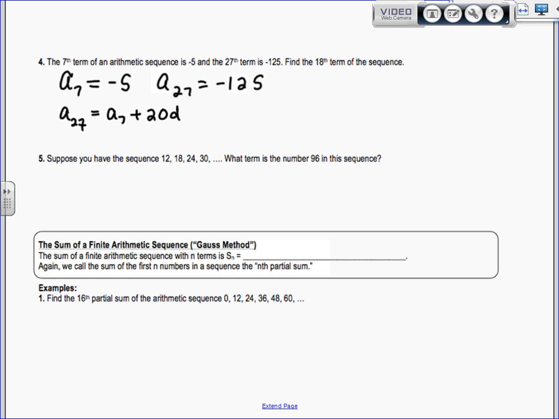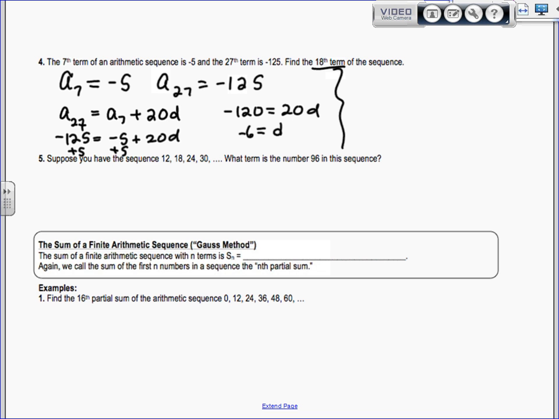Okay, so A sub 27 is negative 125 equals negative 5 plus 20 common differences. Be really careful with your signs. You're going to add 5 and add 5. So when you do that, you get negative 120 equals 20D. So D ends up being negative 6. Did everybody get negative 6? Okay. So then the second part of the problem says, well, we're going to find the 18th term.